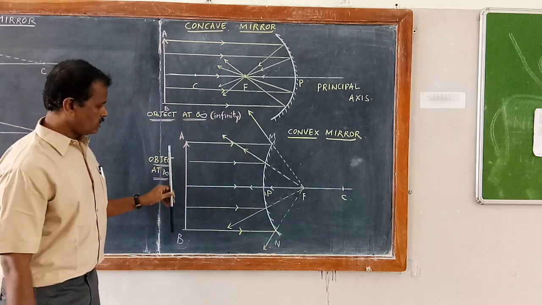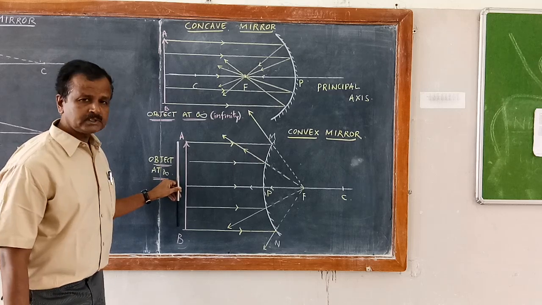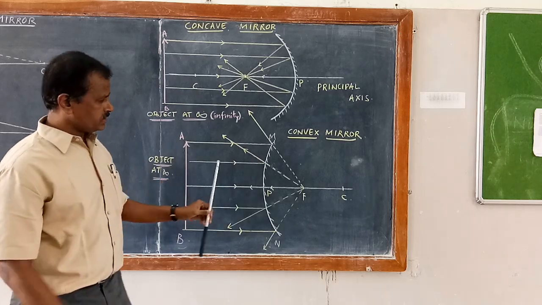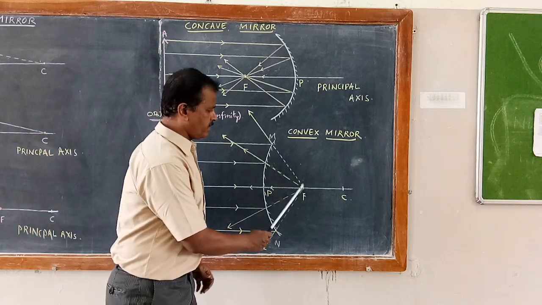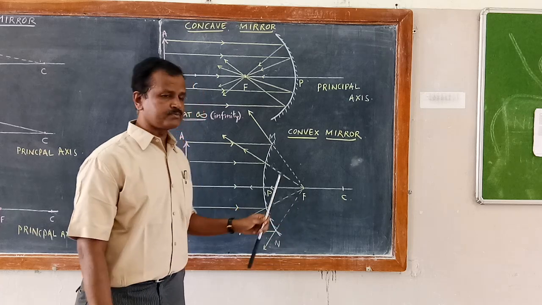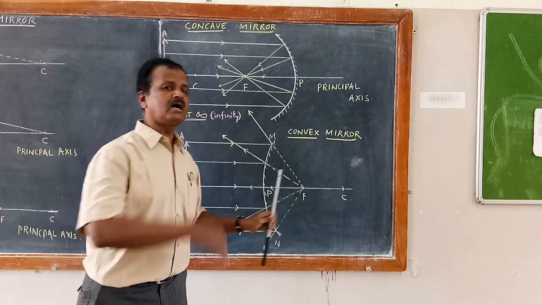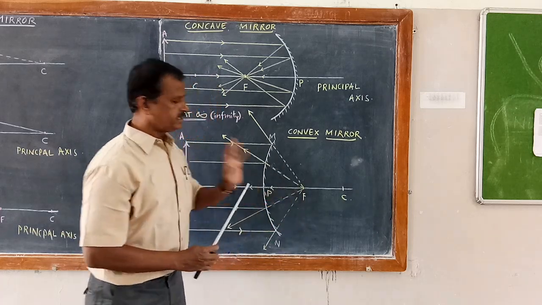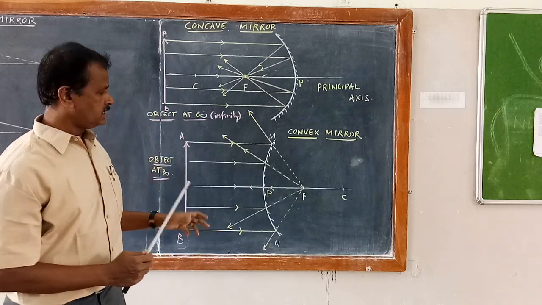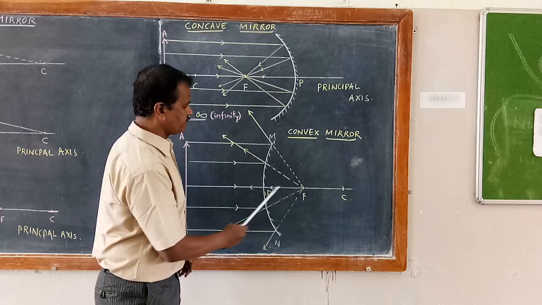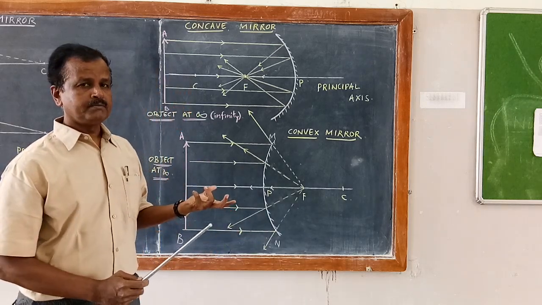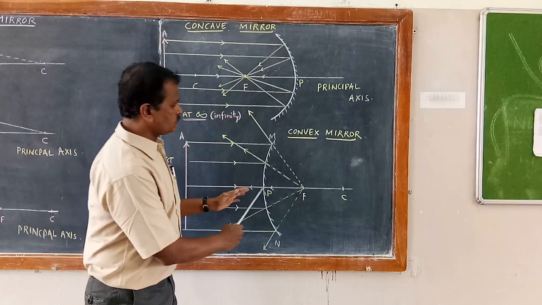Here also, object distance is negative because it is taken towards the left side. The image is going to be formed on the other side of the mirror. So the image distance for the convex mirror, when it is forming the image on the other side of the pole, is going to be positive. That's how we use sign conventions. And definitely the focal length PF becomes positive because it is towards the right side.